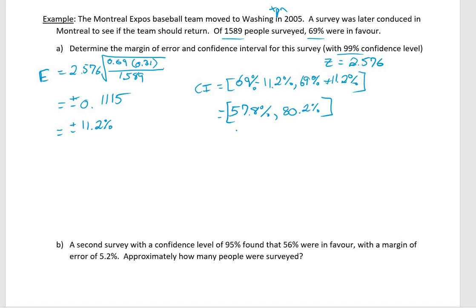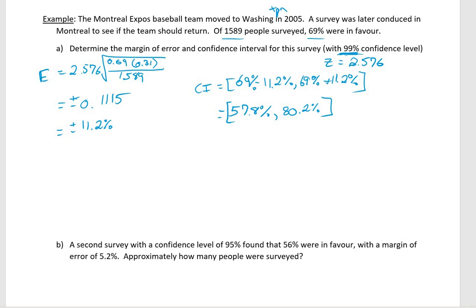And this is a pretty big range, right? We're talking almost 23%. But it makes sense because that's with a very, very high degree of confidence. So we are almost certain the true population value would be in there somewhere. So we can't claim that it's 80% that are in favor, but we can claim that we're certain that it's over half. We're absolutely certain it's over half. Where is it in there? We don't know, but it's definitely in there.